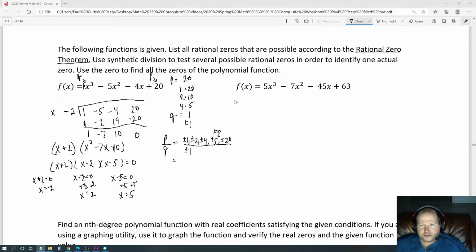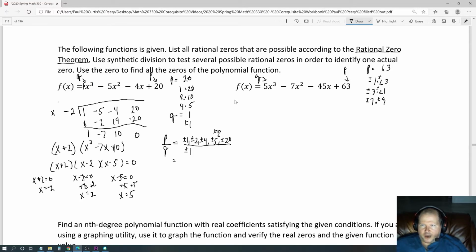Okay, so first I will do the P and the Q. So we do have a P here, and we do have a Q there. Okay, so let's find all the P's. So we have a 63 there. So we have 1 and 63, that's a possibility. Well, what about 3 and 21? That's a possibility. What about a 7 and a 9? That's a possibility. And that looks like that's it. So we have 6 different possibilities, and they're all plus and minus.